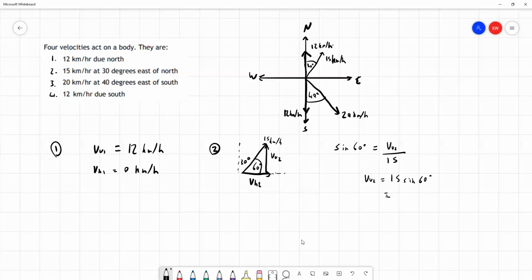And that's 12.99. So effectively, to one decimal place, certainly 13, you can say 13.0 to be accurate, 13.0 kilometers per hour.